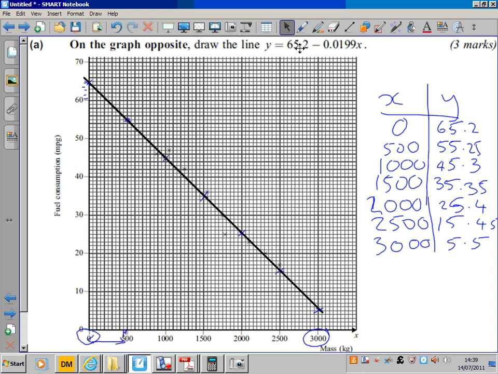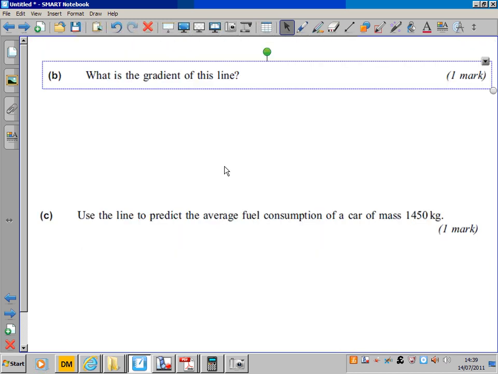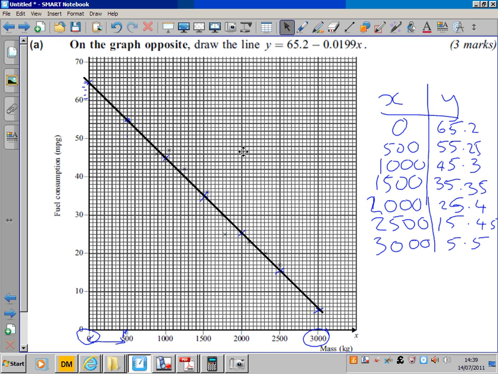Right, the next question, part B, is as follows. What is the gradient of this line? And there's two ways we can get the gradient. There's an easy way, and then there's a harder way. So I'm going to go for the easy way, which is just to look at the equation. Now, if you remember, the equation of a line is of the form y equals mx plus c. And the m is the gradient. That's the number in front of the x, which means the gradient is this number here, minus 0.0199. So I can just write that down as the answer.